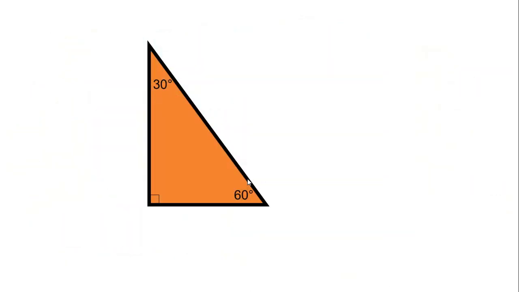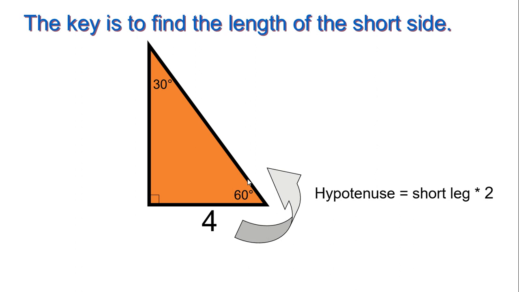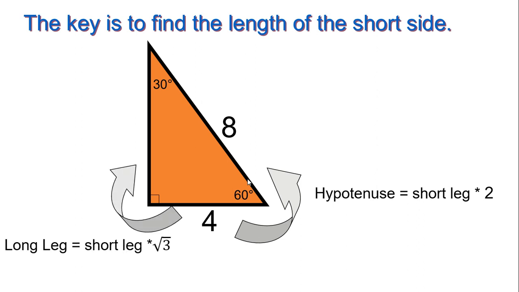So, let's do this. I have here a right triangle, a special right triangle, a 30-60-90-degree triangle. And the key is to find the length of the short side first. If the short side is 4, how will you get the measure of the hypotenuse? You simply multiply the short leg by 2. So 4 times 2 is 8. What about getting the long leg? You simply multiply the short leg by square root of 3. So that is simply 4 square root of 3.